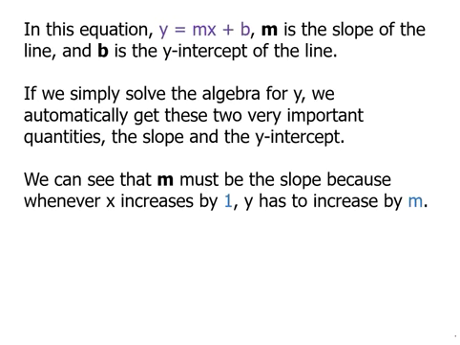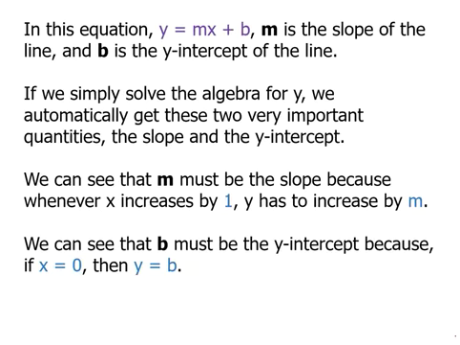We can see that m must be the slope because when x increases by 1, y has to increase by m. We can see that b must be the y-intercept because if we set x equals 0, then y equals b.